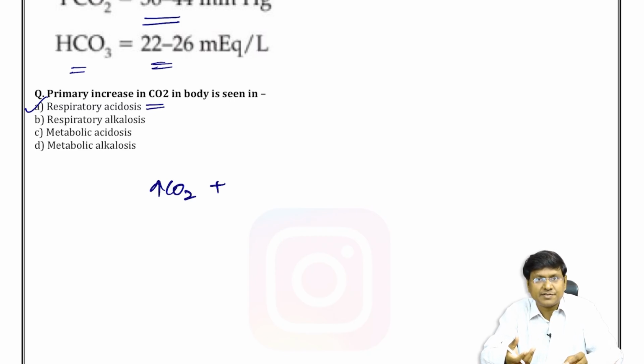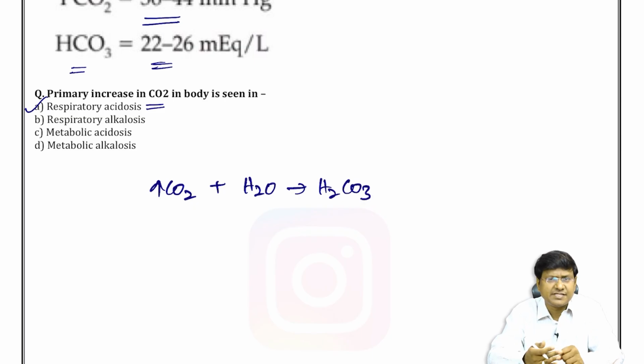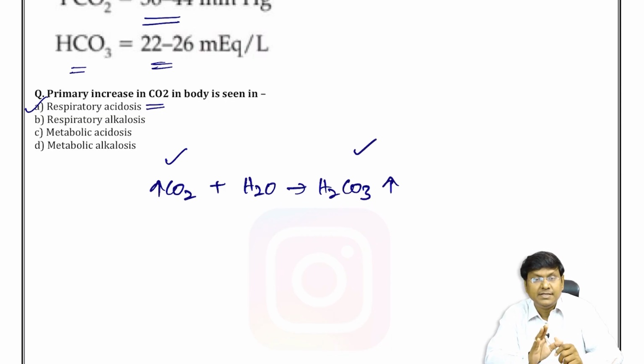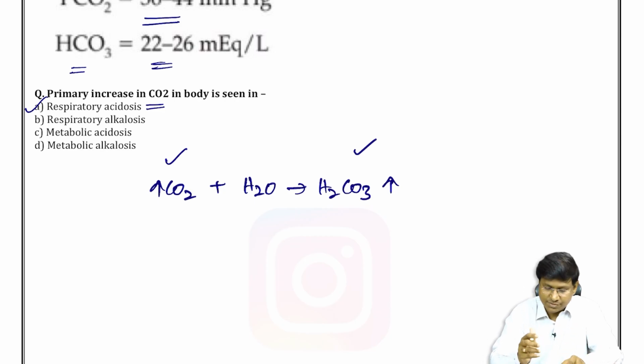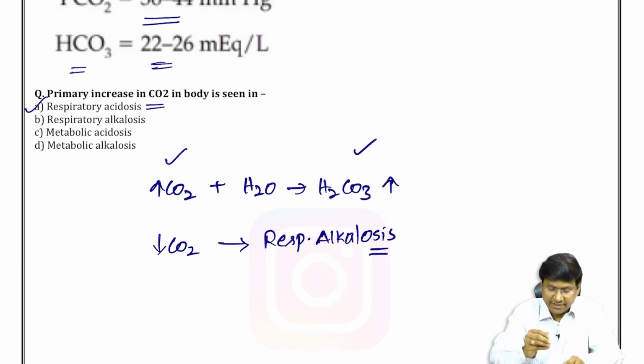Once the level of carbon dioxide is increased, the carbon dioxide combines with a water molecule to form carbonic acid, which is an acid. So the more your carbon dioxide, the more carbonic acid, and that results in acidosis. And what acidosis? Respiratory acidosis. The other way around, if the level of carbon dioxide is decreased, that will result in respiratory alkalosis, right?